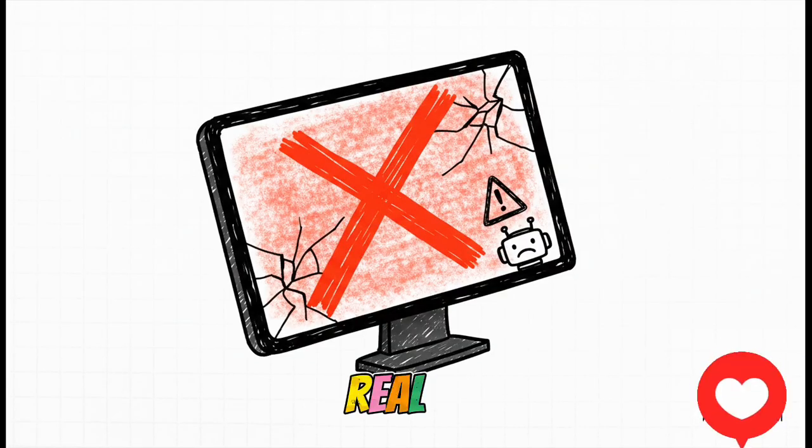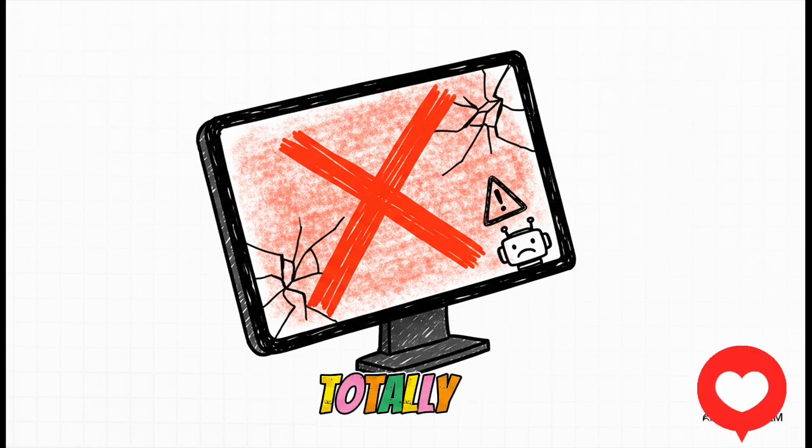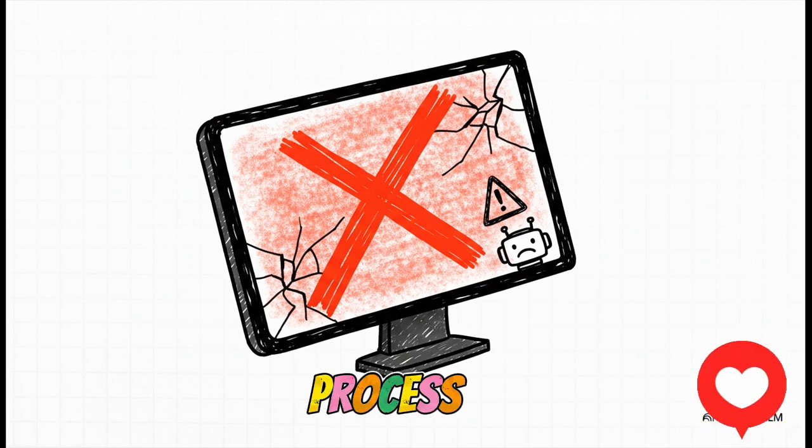But hey, let's be real for a second. Things don't always work perfectly on the first try, do they? So in the real-world test of this tool, the first attempt actually gave a generation failed error. And you know what? That's totally normal. It's just part of the process.